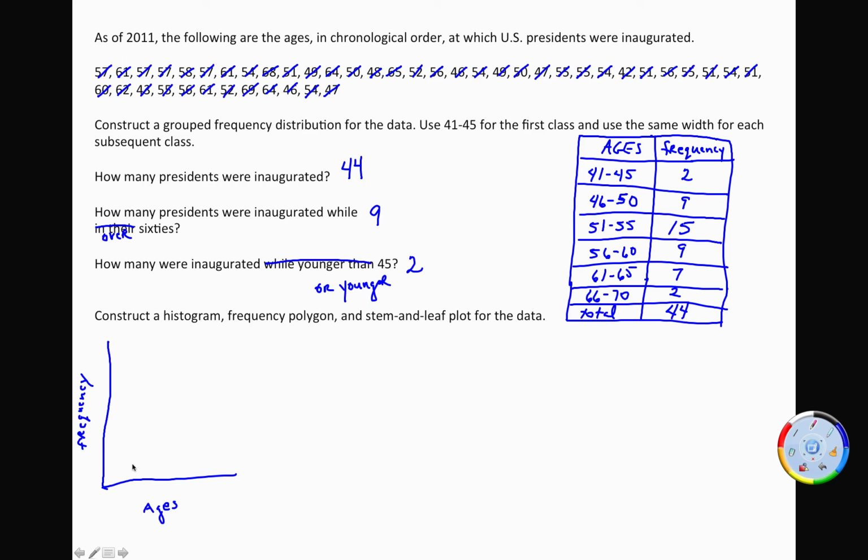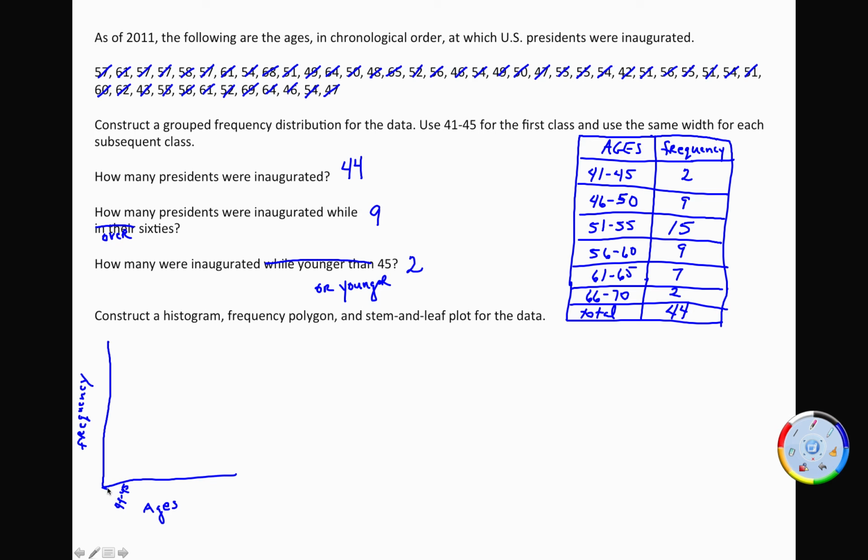Ages. Now, after I've got my data organized in a frequency distribution, if I were just asked straight to construct a histogram without going through the frequency distribution, this is still going to be the first step I do. I'm still going to go over to the side and make a frequency distribution. Okay, and then that tells me what my bars are. So 41 to 45.